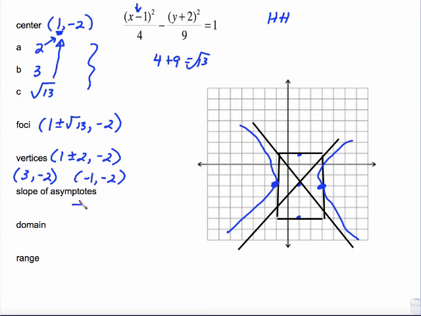Slope of the asymptotes, plus or minus b over a. So that's plus or minus 3 over 2. The domain, because this is a horizontal hyperbola, is going to be from negative infinity up to this negative 1, union with, picking up after we get through the box, 3 to infinity. And your range, because it's a horizontal hyperbola, is automatically the infinities.